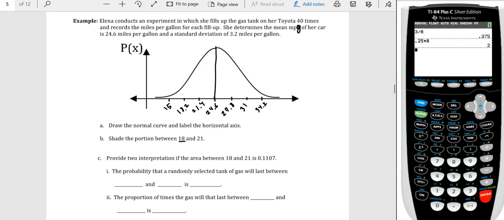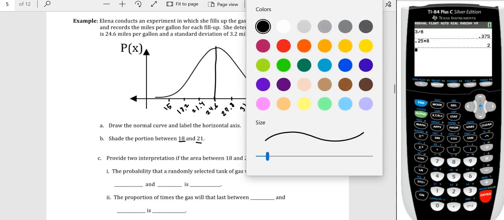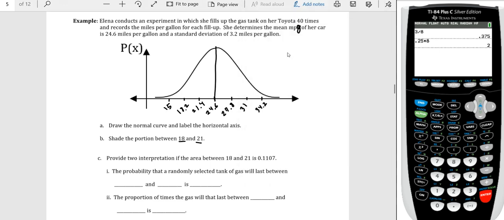Then it asks us to shade the proportion between 18 and 21. Again, I'll see if I can do that in another color. And what we're going to do is shade the proportion, try to estimate what kind of area I'd expect from that. All right. Now 18, we have 18.2 as one of our values, and 18 would be just past that. So around there, that's where I'd expect 18 to be. 21, likewise, is just past 21.4. And so we have this area here.